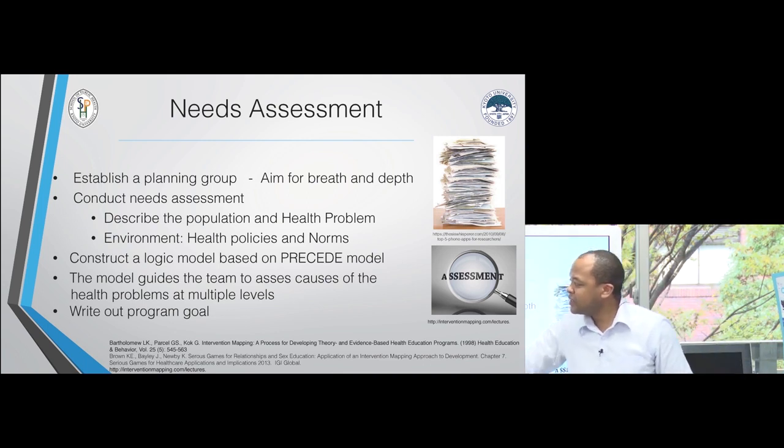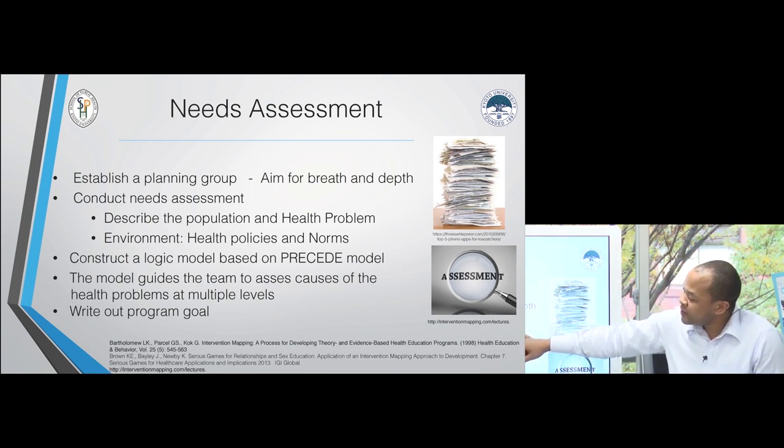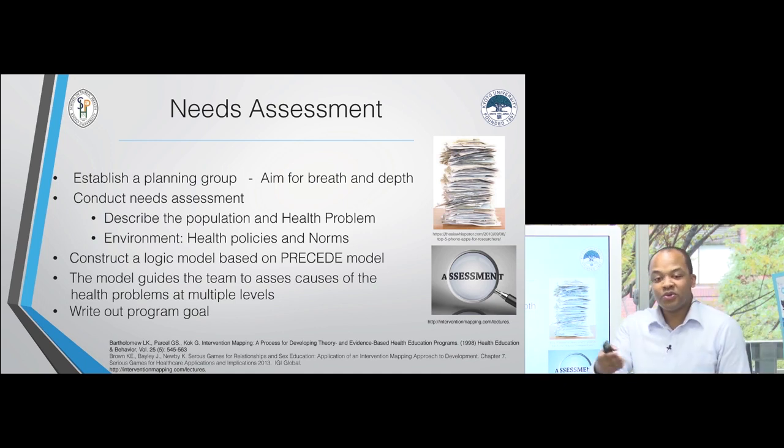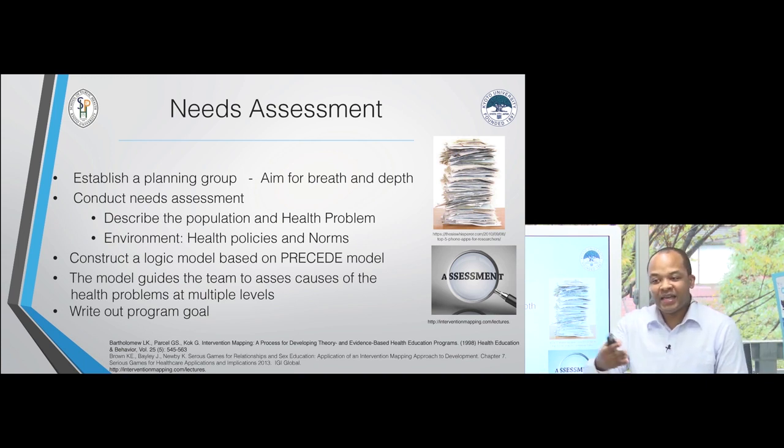And then start on to conduct the needs assessment, describe the population and the health program very clearly in a way that is able to measure. You have to define what is the program, who is affected, and how you can be able to input any intervention. And then also there's environmental aspect. You need to survey the environment in terms of policies, in terms of group norms. You need to understand the environment very carefully.